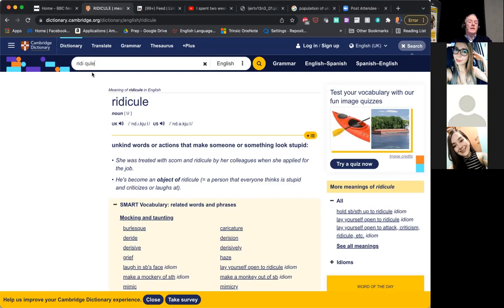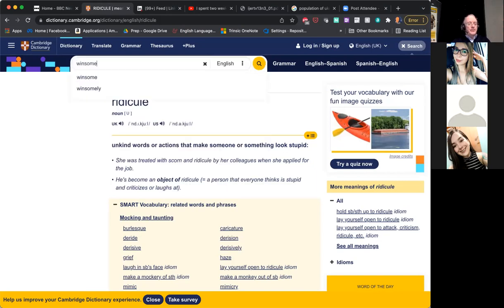Right. Now, here's another word I'm going to teach you. This is a lovely word. This is one of my favorite words. Winsome. Winsome. What does winsome mean?